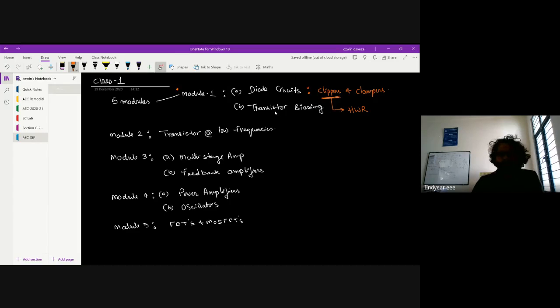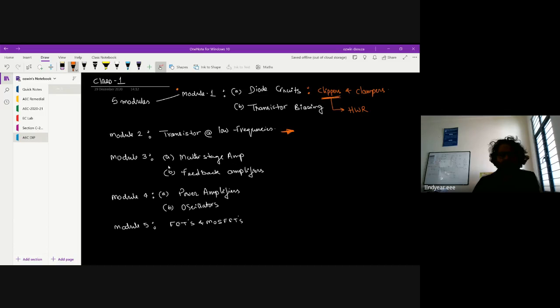I don't think you have studied clampers in diploma. No problem. And transistor biasing, as I was mentioning earlier, will have something like the fixed bias circuit, voltage divider bias circuit, etc. I don't know whether you have studied them or not. Probably when I start drawing the circuit diagrams, you will be able to recall. So module 1 is very easy to understand and very easy to score as well, because you have already studied something about diodes and transistors in your diploma. Module 2, I don't think you have studied in diploma. This is a little advanced level, but easy to understand.